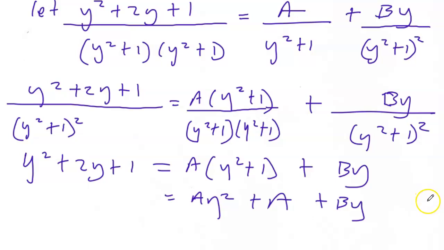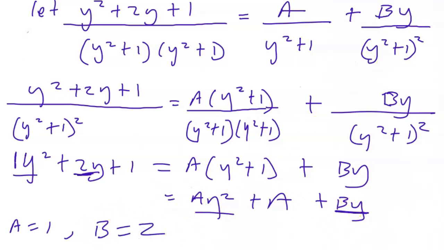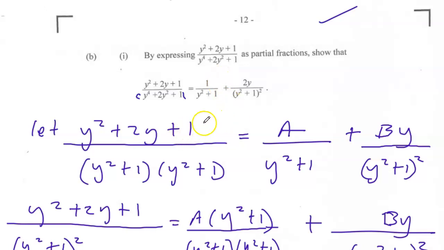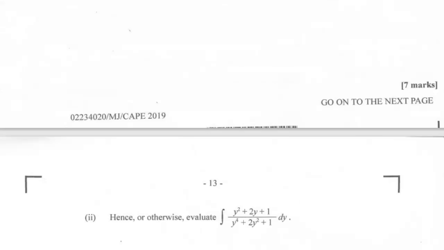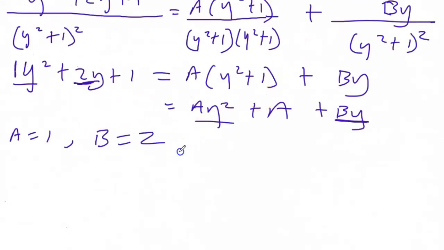So we can equate coefficients of like terms. Notice for the y^2 term, a is equal to 1. And for the term in y, the coefficient of y is 2 on the left hand side and b on the right hand side. So b is equal to 2. So therefore the proof is done. Replacing a with 1, the expression here is proven. So a would be 1, b would be 2. Alright, so proven.